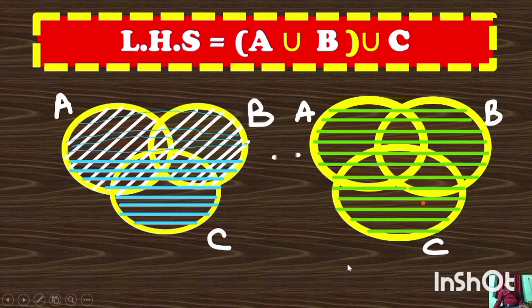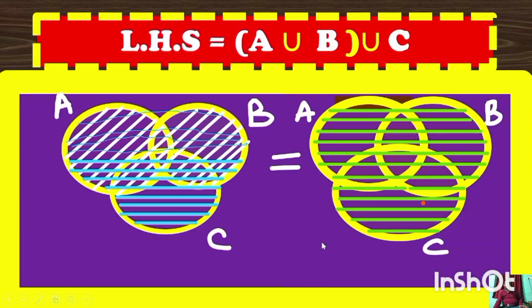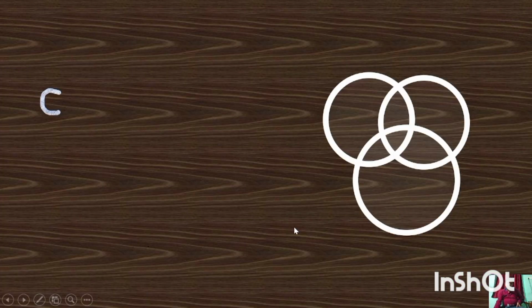Okay, this is the whole A union B union C. Understand? Look at the interesting Venn diagram for you, right? Okay, and we shall get now the RHS. Let's see what is the RHS.